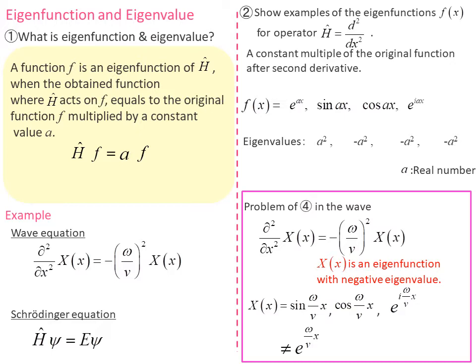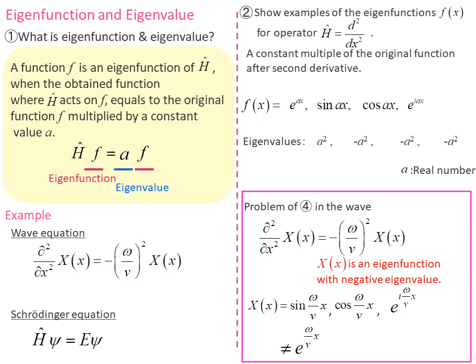Now, I explain eigenfunction and eigenvalue. Both the eigenfunction and eigenvalue are defined for an operator h. A function f is an eigenfunction of h when the obtained function, where h acts on f, equals the original function f multiplied by a constant value. This constant value a is called the eigenvalue. We can express it as a formula like this.